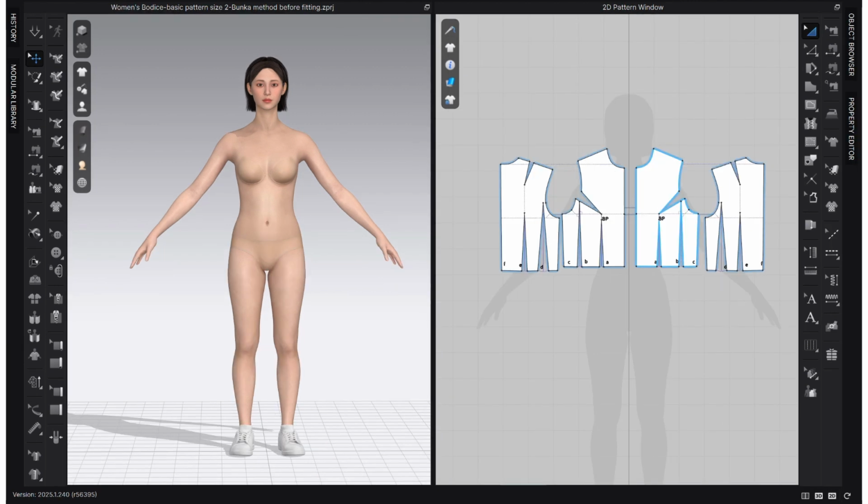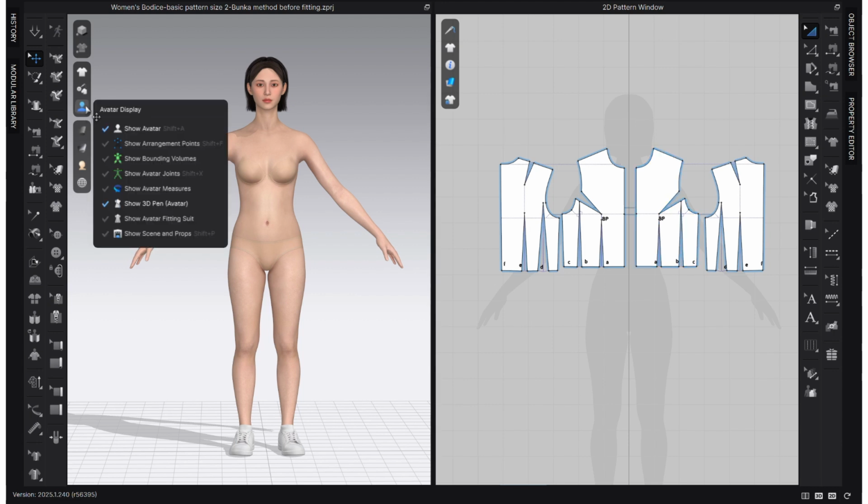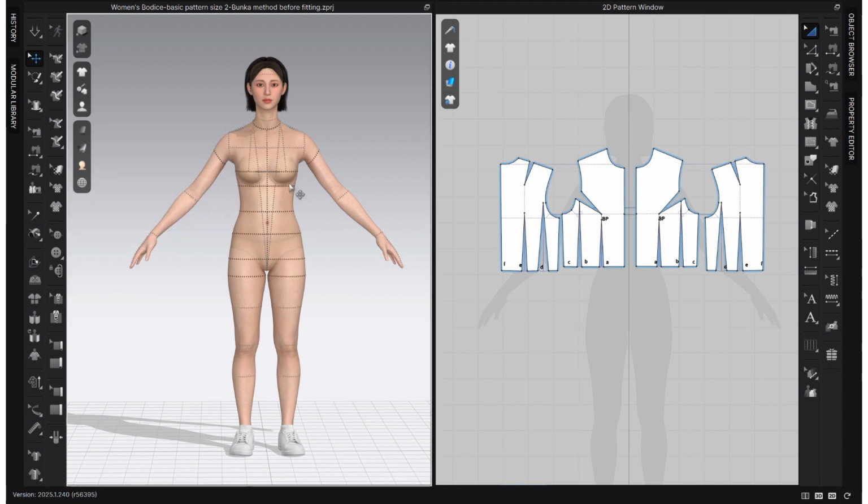To see the measurements of the avatar, you can click on this tab and go to show avatar measures. And now by clicking on each of these lines you can see the measurement. It's better to use this edit measure tool for clicking on the lines and seeing the measurements. As I said, for creating this bodice sloper we need only 3 measurements: chest, waist, and back length. Let's see how Bunka measures these points.